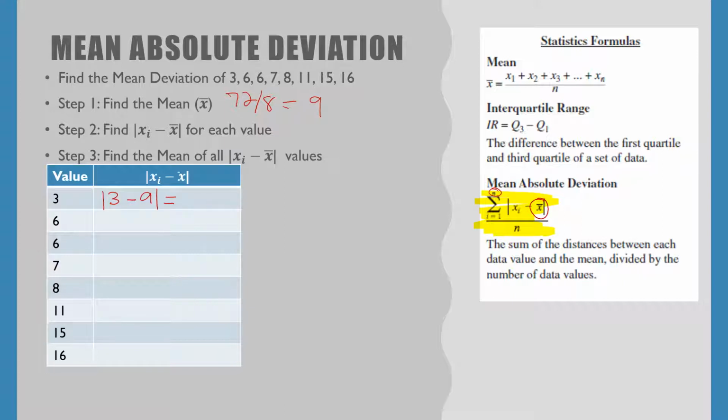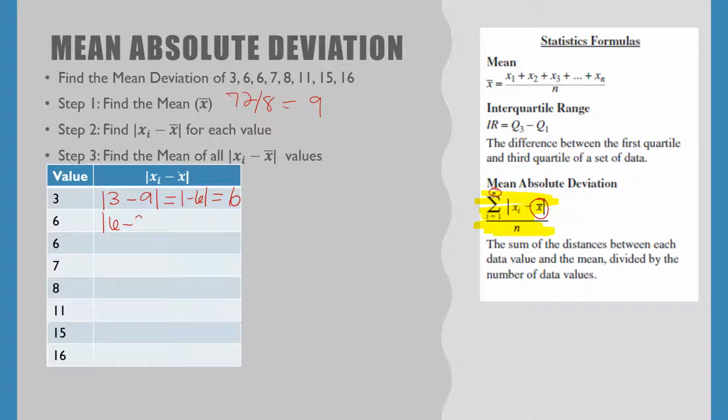Okay, now if you remember, absolute value is just the distance away from 0, and they're always a positive value because distance is in positive units. So 3 minus 9 would give us -6, but as the absolute value, that's a positive 6 because it's 6 units away from 0. So I'm going to keep going.